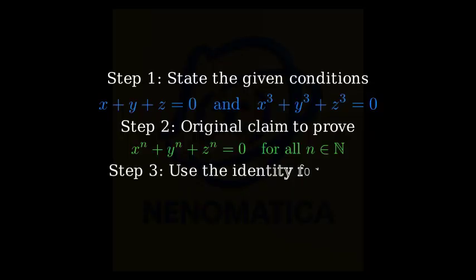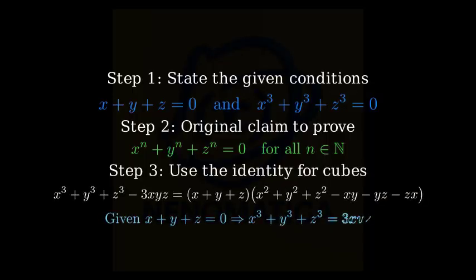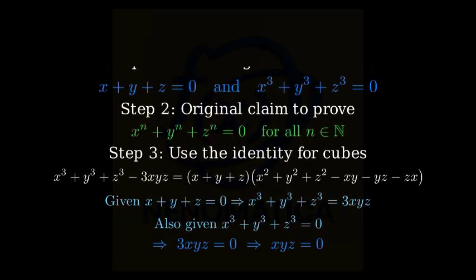Step 3. Use the classic identity for the sum of cubes of three variables. The sum of cubes minus 3xyz equals the sum x plus y plus z times a quadratic expression. Since the sum x plus y plus z is 0, the left side becomes x cubed plus y cubed plus z cubed equals 3xyz, but we are also given that x cubed plus y cubed plus z cubed equals 0. Therefore, 3xyz is 0, which means xyz equals 0.